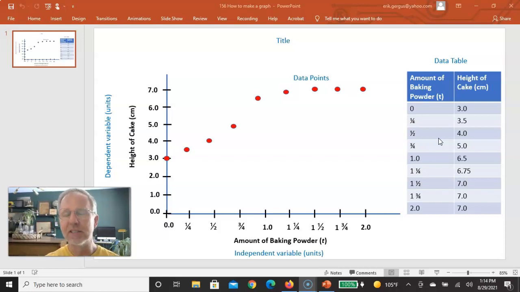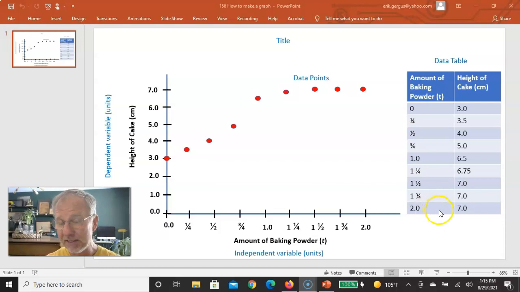So in this experiment, because you are changing the amount of baking powder to see what it does, you're manipulating or changing that variable. The amount of baking powder is the independent variable in the experiment. The independent variable is always one that you're changing or manipulating to see what it does or what happens. So in this experiment, we're changing the amount of baking powder in different cakes from 0 teaspoons up to 2 teaspoons to see what happens.